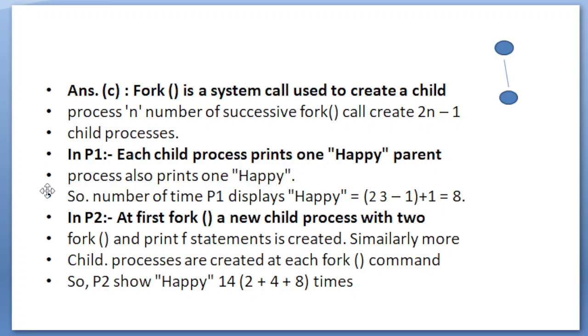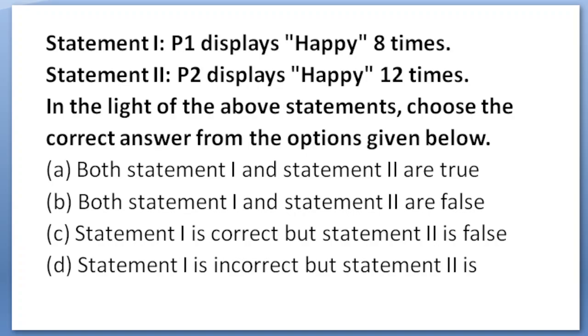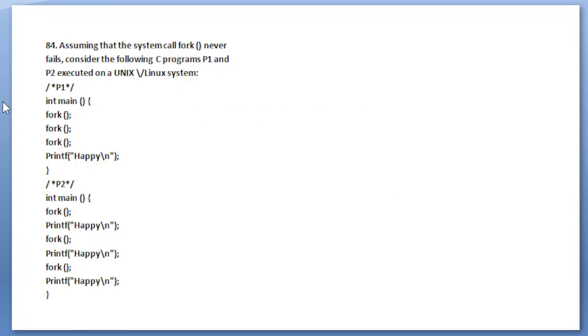So let's move into the question and see what they are mentioning. Statement 1: P1 displays happy 8 times. Statement 2: P2 displays happy 12 times. We will check. Here, you can see a total of 3 fork calls. One fork call generates two processes in total, that is one parent and its child.